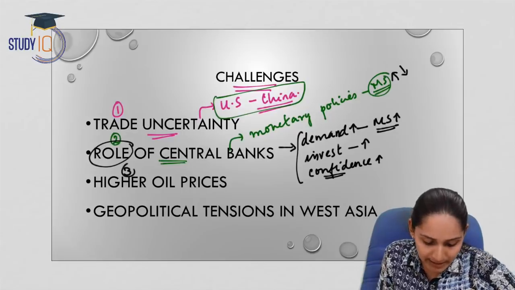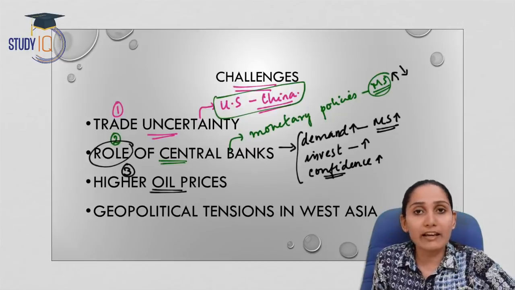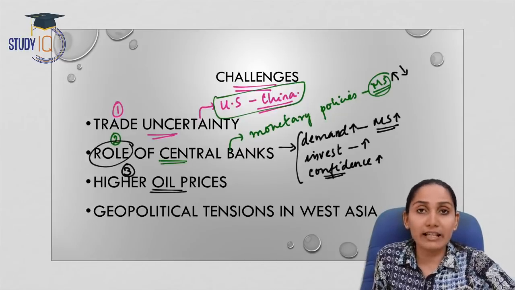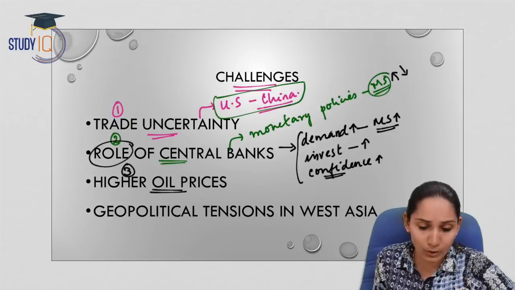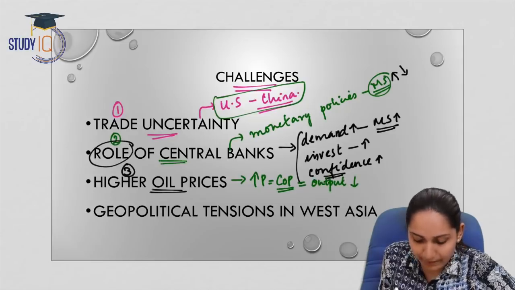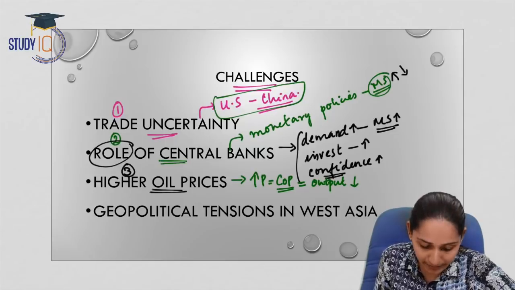Now, the third biggest challenge is the instability in the prices of oil. Recently, we have seen the Saudi oil attacks. So, any uncertainty regarding the prices of oil is also a big challenge for the economy, especially the global economy as a whole. Any increase in the prices of oil will bring up the cost of production, thereby reducing the output. So the global GDP will come down. So this is also another challenge that needs to be addressed.